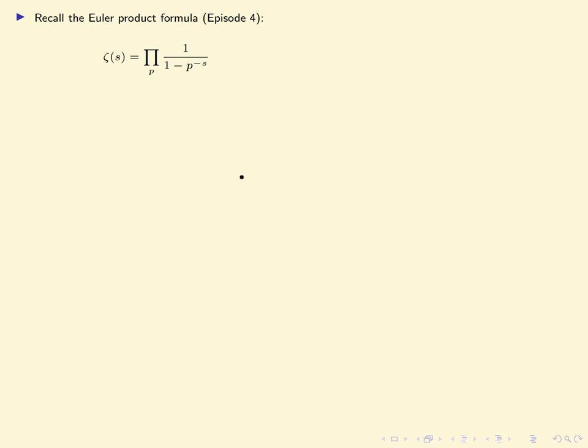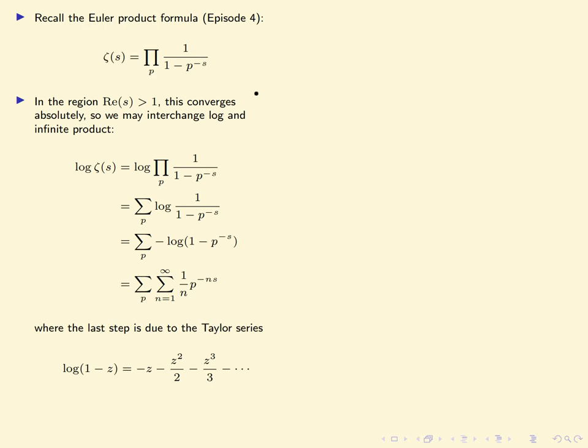Okay, so here's how we're going to prove that. We're going to start with the Euler product formula. We discussed this and proved it in episode 4. Zeta of s is equal to the product over prime numbers p of 1 over 1 minus p to the minus s. And in the region real part of s greater than 1, this thing converges absolutely, so we may interchange log and infinite product. So log of zeta of s is equal to log of this product.